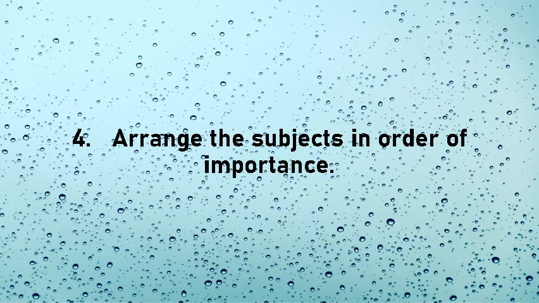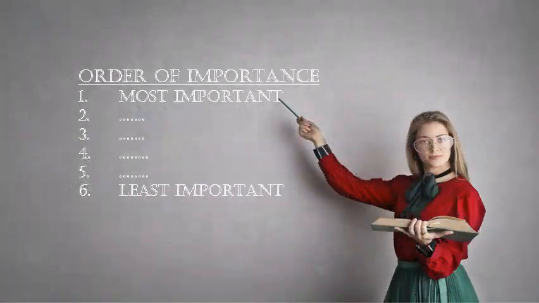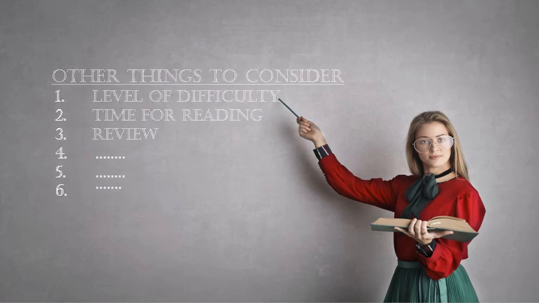4. After writing out all the courses and placing time limits within each topic or subject of the course, you need to arrange the list in order of importance, with the most important at the top. You must consider the level of difficulty, time required for reading, as well as how much reviewing needs to be done for each subject.